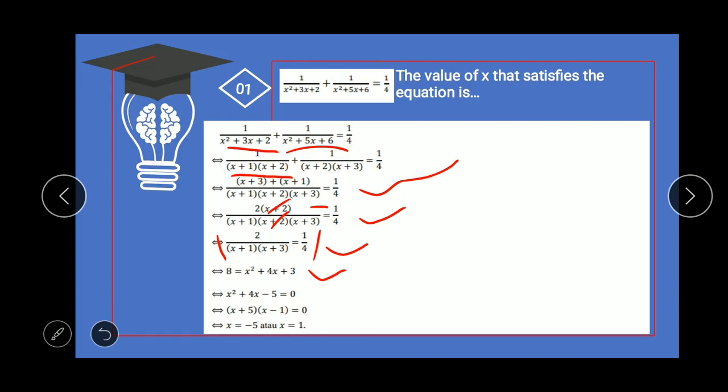Here we simplify the form and we find x squared plus 4x minus 5 equals 0, and here we can factorize it, and then we find x equals minus 5 or x equals 1. This is our first question.